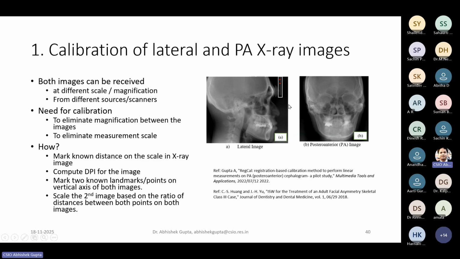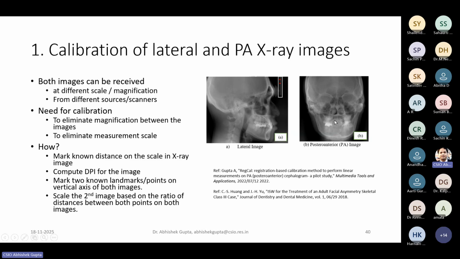What we do is, if these two images are of the same patient, we plot two landmarks on the vertical scale, like Nasion and Menton, or Nasion and Pogonion. Any two landmarks here and there, on both the lateral and PA. So if both images are of the same patient, then the distance between those points will be the same.